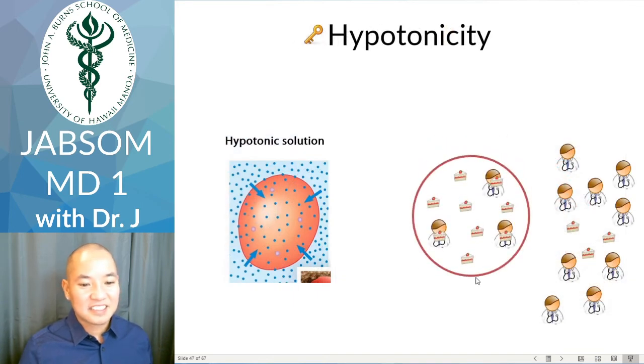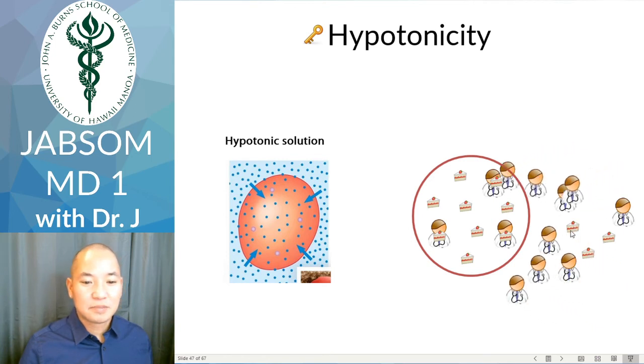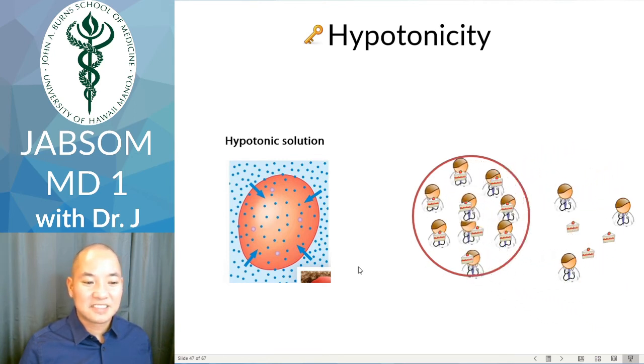Hypotonicity, again, using our hungry med student example: all the sugar is inside the cell, not so much sugar outside in this extracellular fluid. Again, we're looking from the outside in. There's less concentration on the outside compared to the inside. Therefore, it is hypotonic. And which way are these hungry med students going to move? They're going to move where there's more sugar, right? So this is what happens in the hypotonic solution.